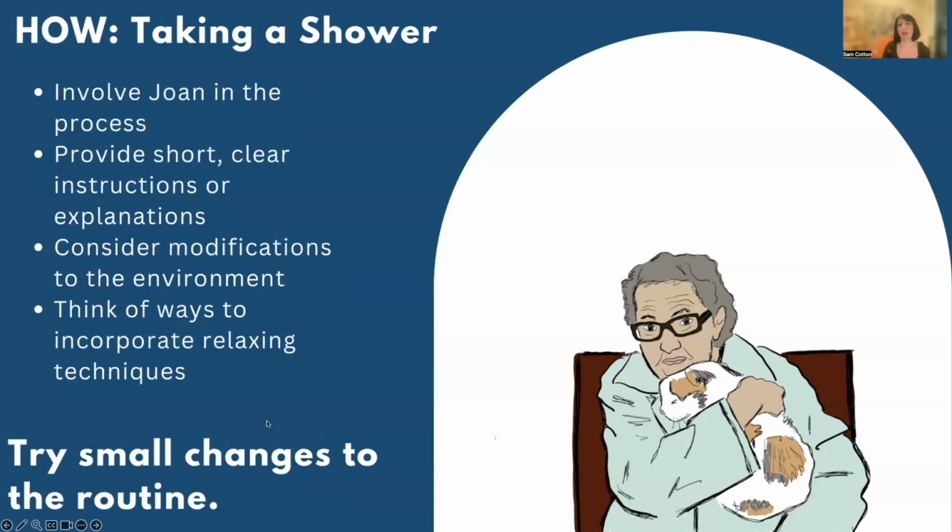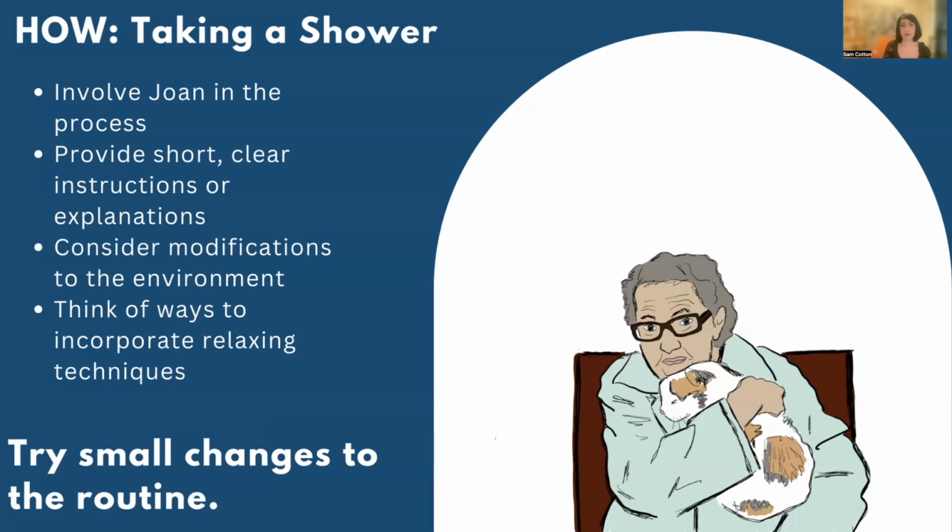Now let's talk about the how. So what are some compassionate approaches that we can take with Joan to help alleviate the stress? Well, one is a very simple one, and it's involving Joan in the process. So as you're turning on the shower, let her feel the water. See what the temperature is like for her. She might only be able to give you a yes or a no, so you're kind of having to throw the spaghetti up against the wall to figure out what's the right fit for her. But involving her in the process can be important.